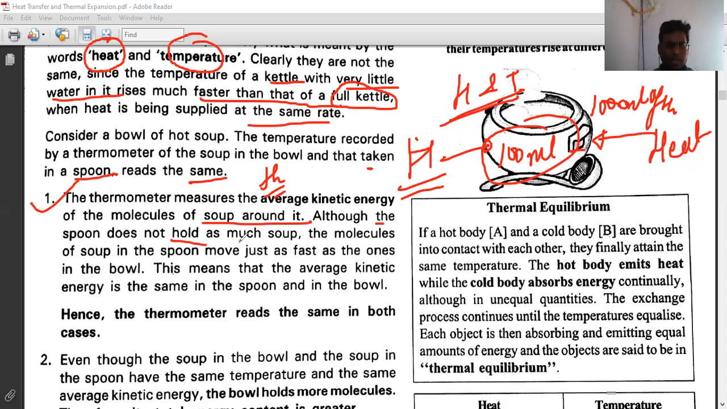Although the spoon doesn't hold as much soup, the molecules of the soup in the spoon move just as fast as the ones in the boiling bowl. This means the average kinetic energy is the same in the spoon and in the bowl. Hence, the thermometer reads the same in both cases, right? In both cases, it measures the same kinetic energy. Kinetic energy is the movement of the particles moving around in the bowl or the spoon. So, this is the first example of heat and temperature.